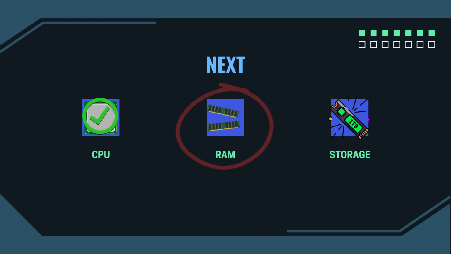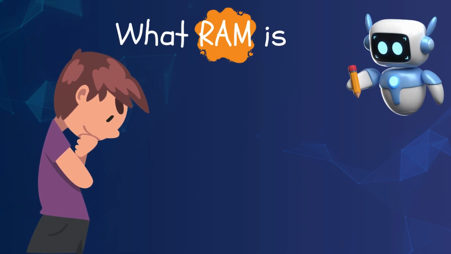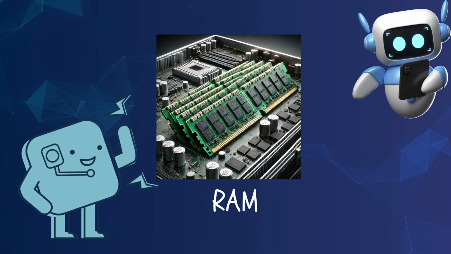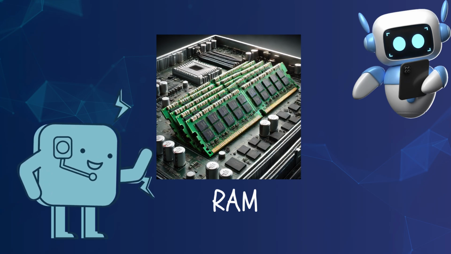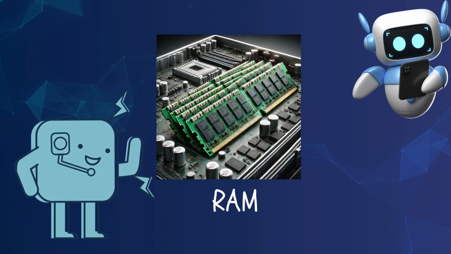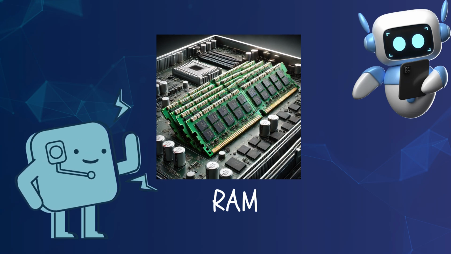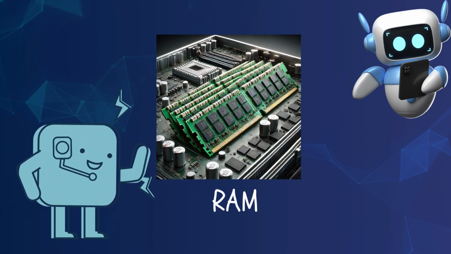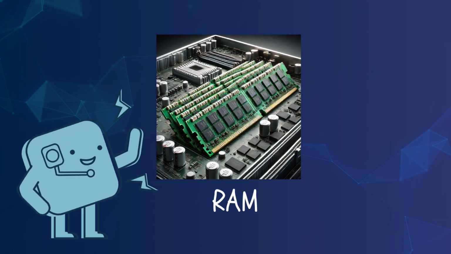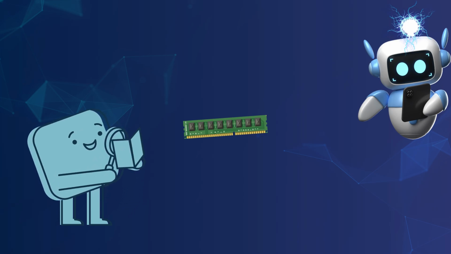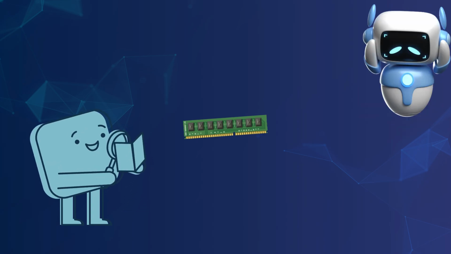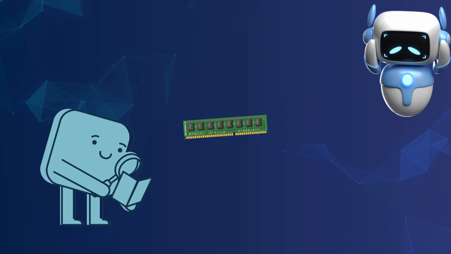Let's jump to our next topic, RAM. RAM stands for random access memory. It's a type of volatile memory used by a system to store data that is being actively used or processed. Unlike your hard drive or SSD, which stores data permanently, RAM is temporary storage that can be accessed quickly by the CPU. Data is available inside the RAM till the system is powered on. When you turn off your system, the data in RAM is lost.